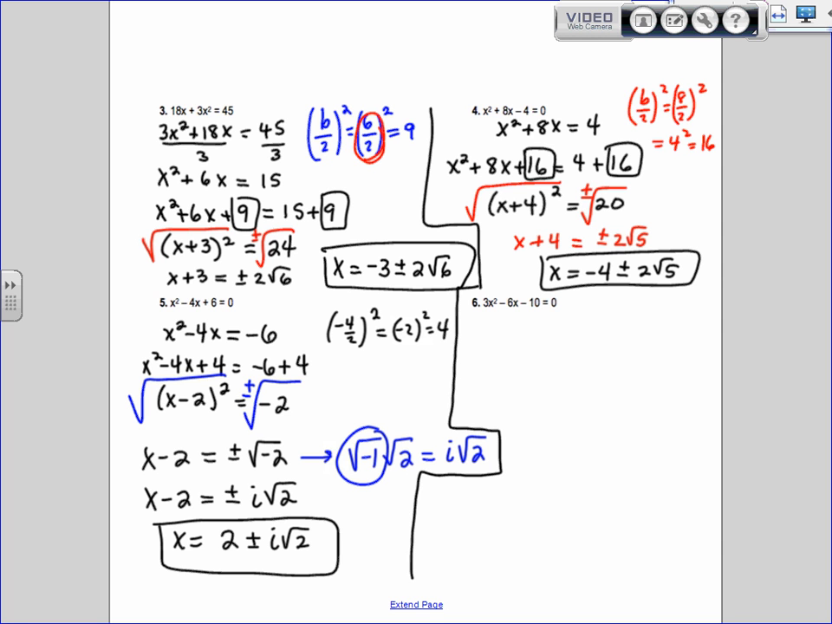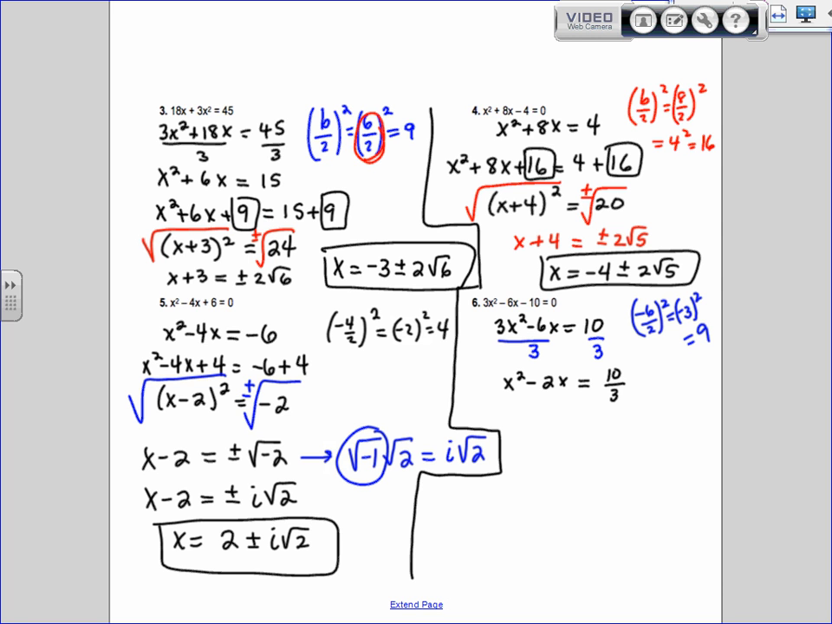All right, next one's going to have fractions. So I'm going to add the 10 over. So I'm going to have 3x squared minus 6x equals 10. And I have to divide by 3 because I need a 1x squared. So I get x squared minus 2x equals 10 thirds. All right, so I'm going to do my b over 2 squared. So I'm going to take my negative 6, I'm going to divide by 2, and I'm going to square it. So I get negative 3 squared, which is 9.